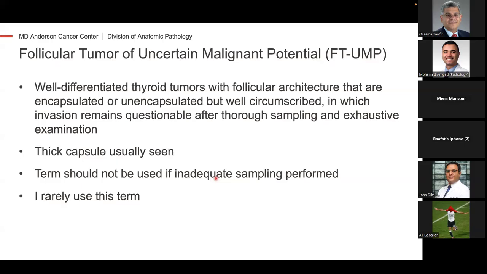Usually, if I'm not sure, I sometimes give a differential. So, for example, I sometimes get cases sampled from an outside institution where the entire capsule is not submitted. So I would say follicular lesion, favor benign, or follicular lesion, see comment, and then in the comment I will give a differential, right? Because I'm not sure, I'll give follicular adenoma versus follicular carcinoma. And I just explain that I don't see any invasive growth or anything like that, but it wasn't sampled enough to call it something. Okay.